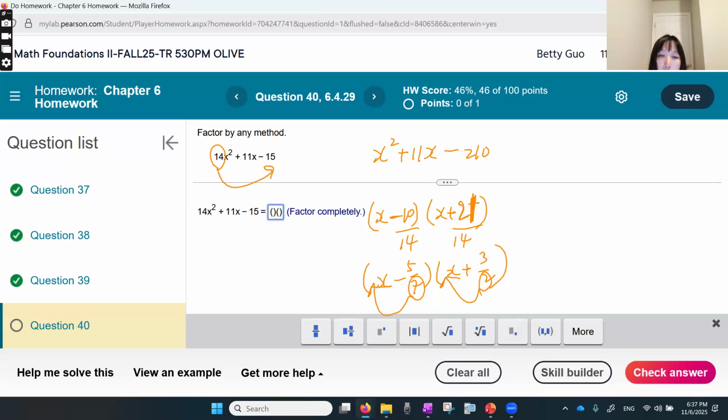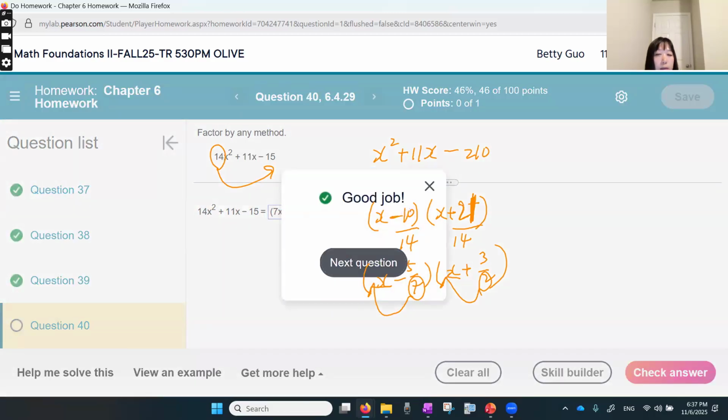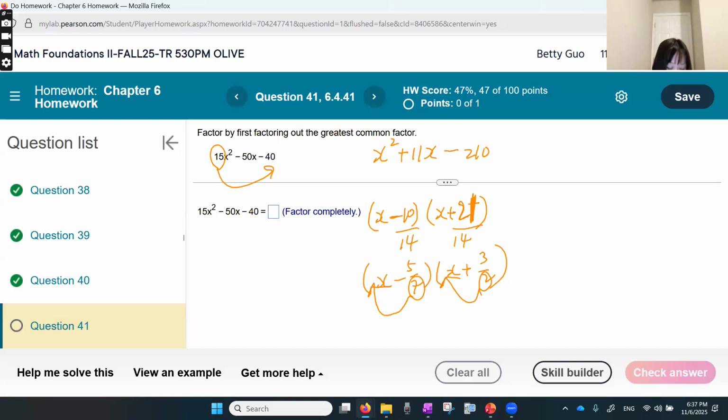parentheses, 7x minus 5, 2x plus 3. Done. Next. All right, let me erase those.